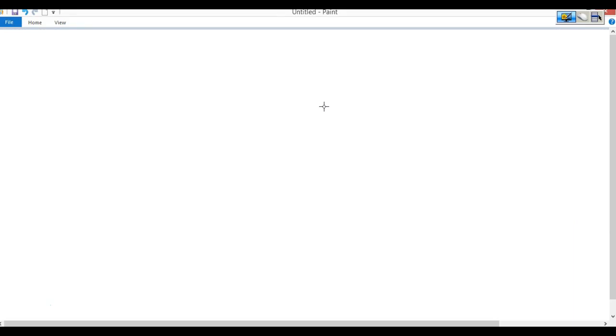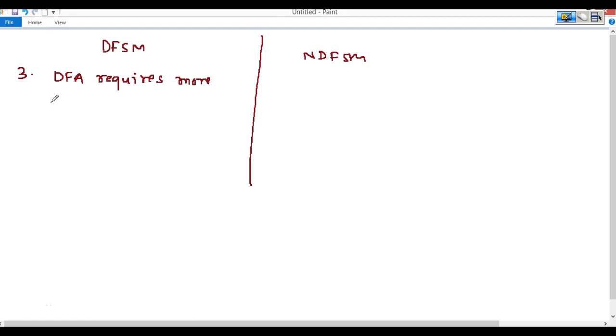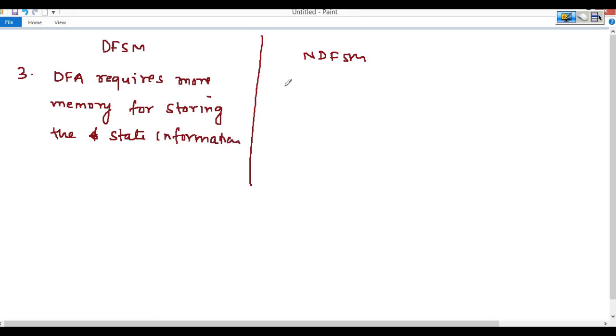Another difference you can write for the DFSM and NFSM is the third one: DFA requires more memory for storing the data, storing the state information. On the other hand, NDFSM requires more computations to match the regular expressions with the input.